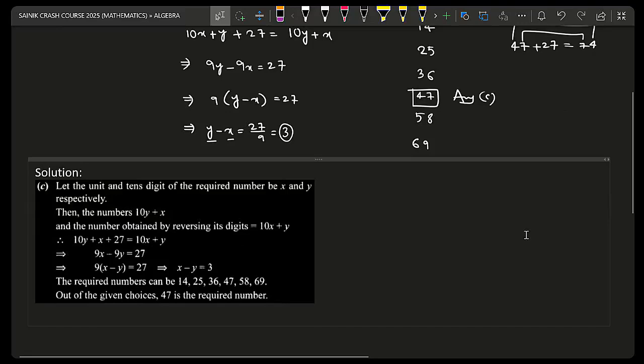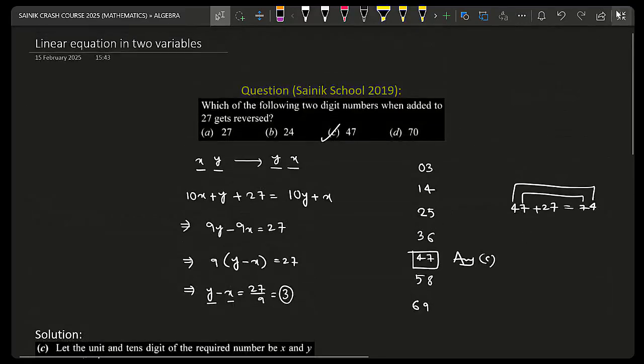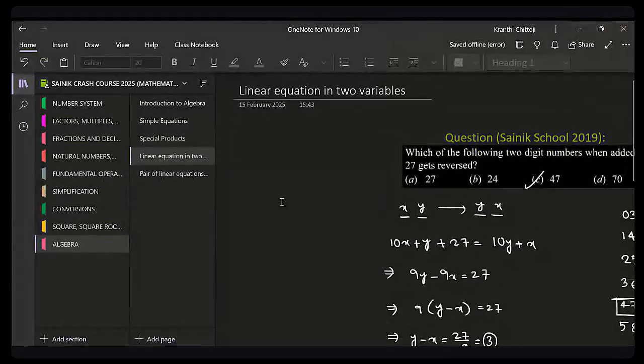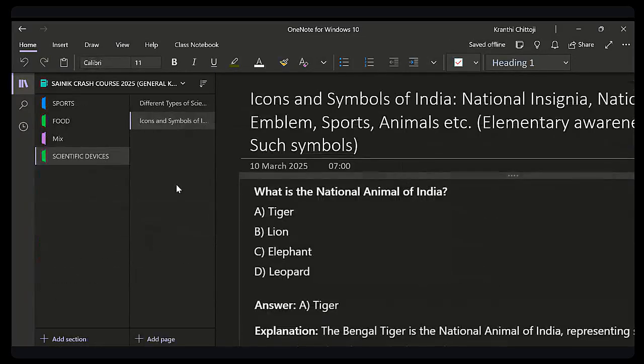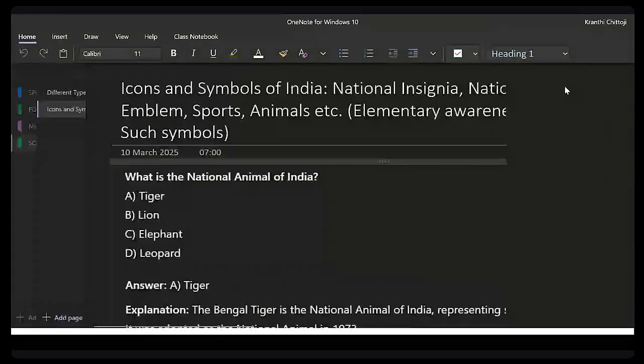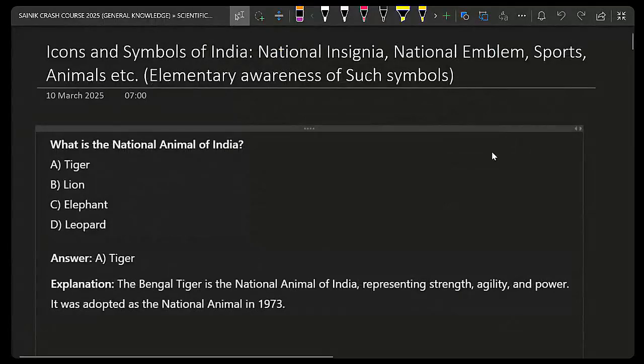So we stop the class here and we start general knowledge, GK, next topic. I think national insignia we have completed last class and we're going to take the new topic now. Wait a second.